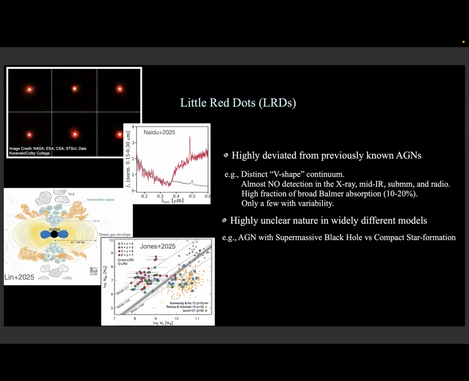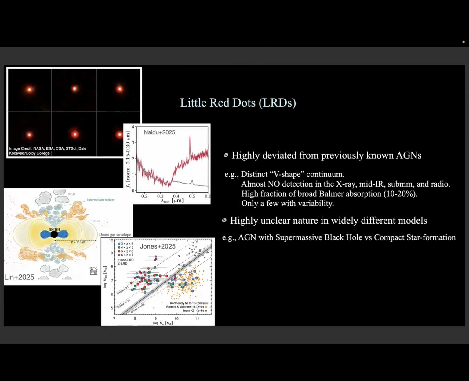We show 5 different features that differ from known AGNs. We list different features here, like the redshift, the continuum, and no detection at other wavelengths. There is a high fraction of broad absorption, 10 to 20%, which is much higher than what we have from lower-redshift AGN, where it is 0.1 to 1%, and now we have 20%. And only a few, as I remember today only 2 or 3, have long-term variability.